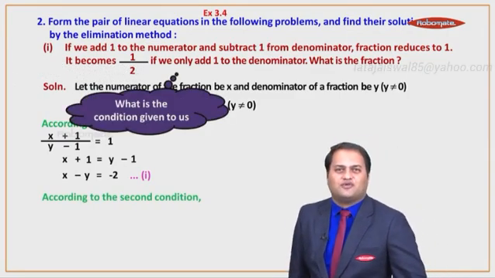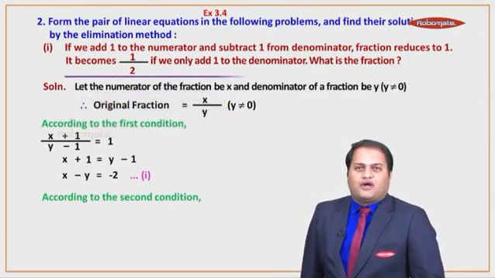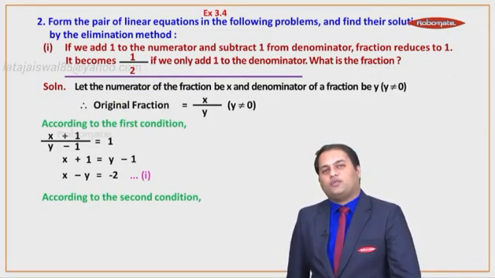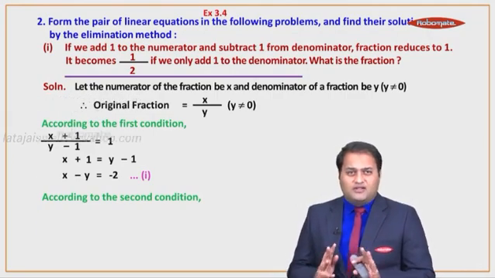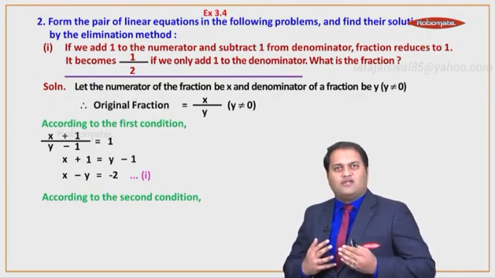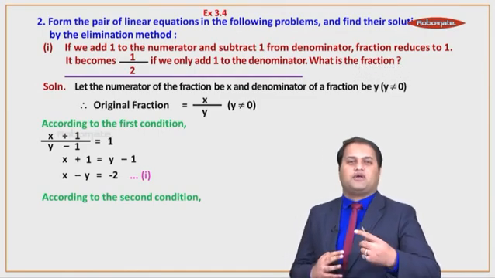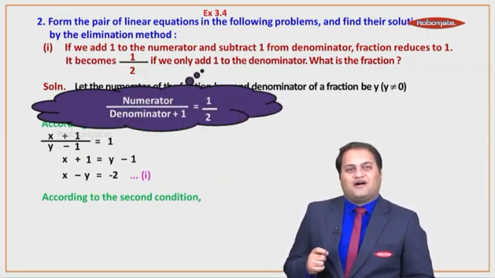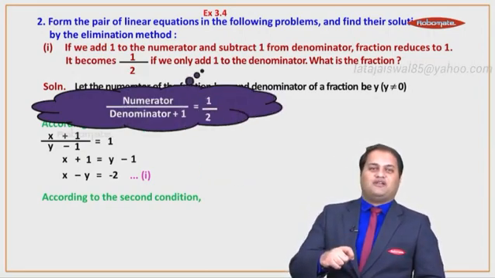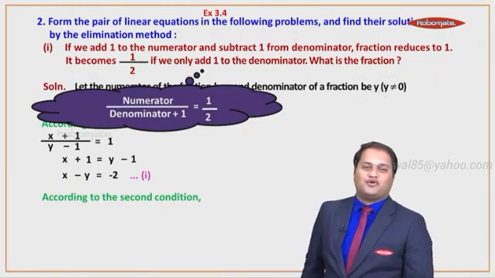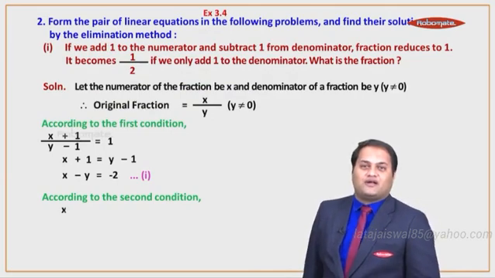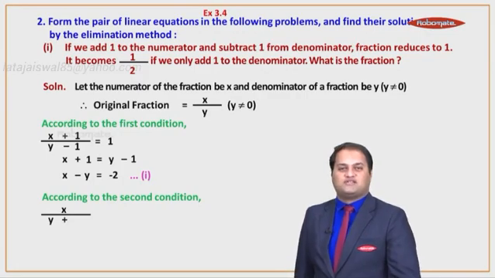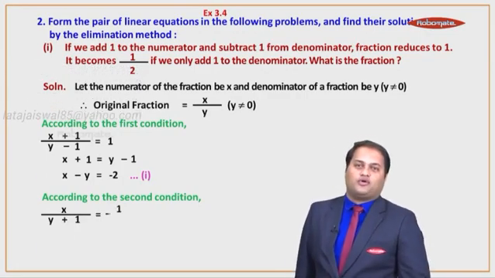Now let's look at the second condition, the second equation. What is the second condition given to us? It becomes 1 upon 2 if we only add 1 to the denominator. Numerator, nothing is being added, nothing is being subtracted. Only when you add 1 to the denominator, the fraction becomes 1 upon 2. What does this mean? How does it look? Numerator upon denominator plus 1 is equal to 1 upon 2. So how do we write it in the equation form? Numerator is x upon denominator plus 1, that is y plus 1, is equal to 1 upon 2.